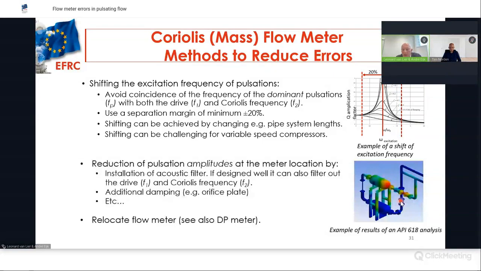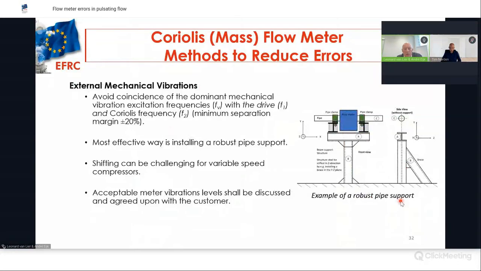The reducing of pulsation amplitudes at the meter location, it has been said already, by acoustic filter, orifice plates, etc., and also by relocating the flow meter. For the mechanical vibrations, you shall try to avoid the coincidence of the dominant mechanical vibration excitation frequency, FV, with the drive frequency and the Coriolis frequency. And again, you shall have a separation margin of plus or minus 20%.